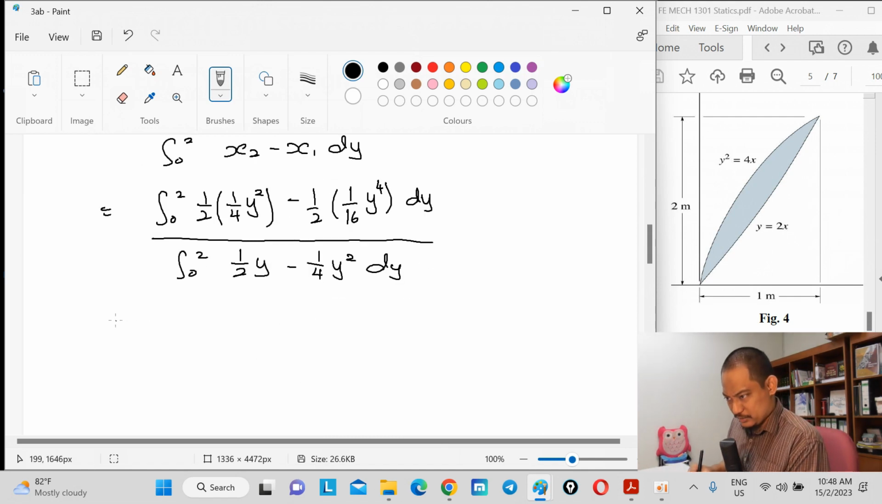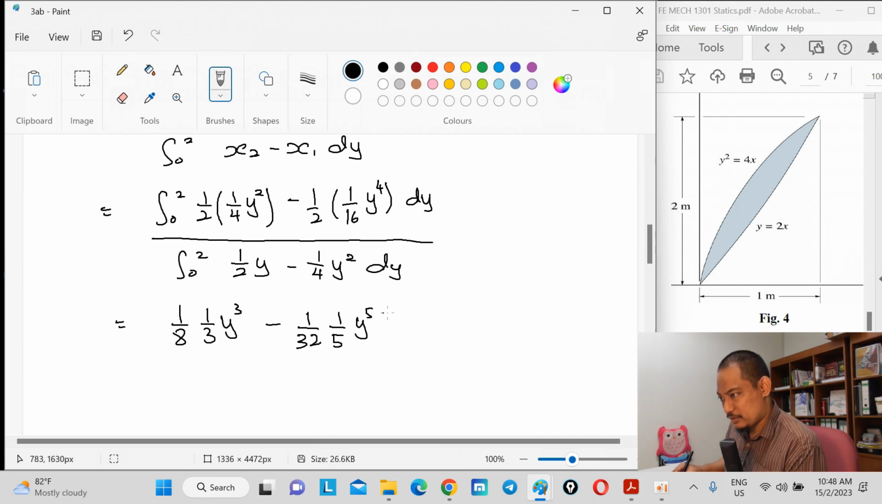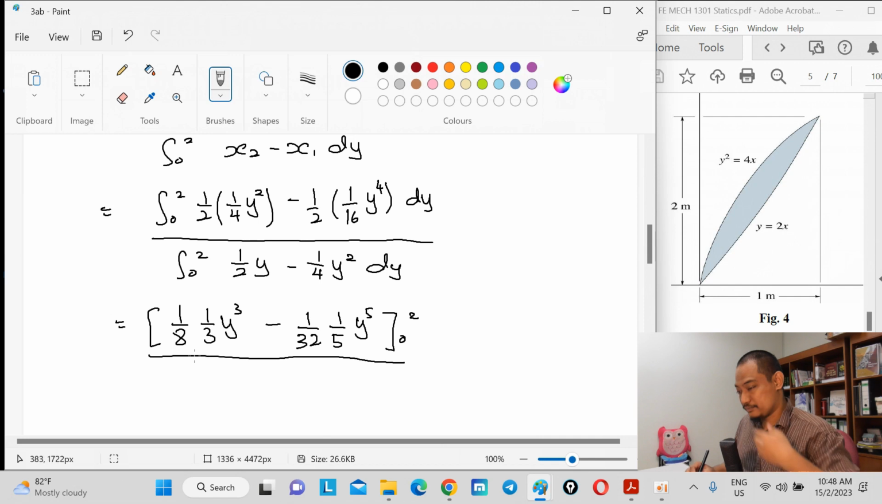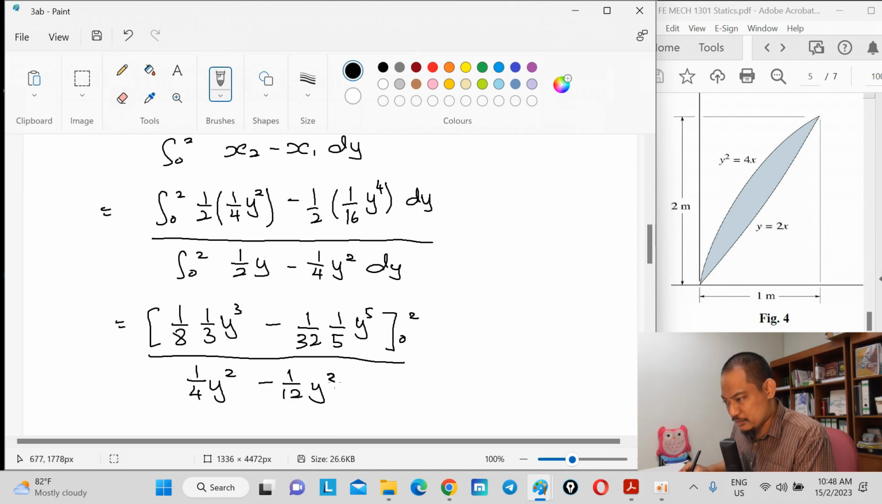So if you integrate, this becomes 1 over 8. So y to the power 3, so 1 over 3, minus 1 over 32, and then 1 over 5, from 0 to 2. Then 1 over 4 y squared minus 1 over 12 y cubed, from 0 to 2.